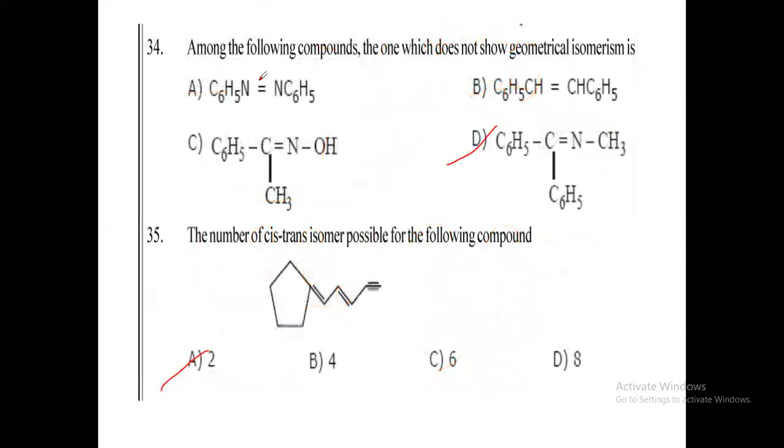Next one. Among the following compounds, the one which does not show geometrical isomerism. Check it here. It is an imine. The double bond NH is called an imine. So here it is a C double bond N type of compound. C double bond N, like C double bond C, will show geometrical isomerism.